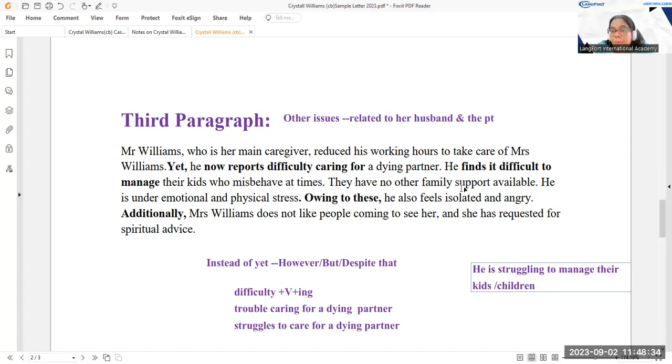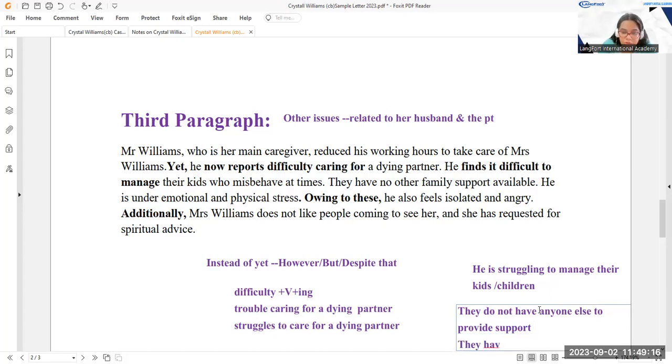Okay, then they have nobody else. They have no other family support available. Or I can say they do not have any other help. They do not have anybody else to help. They do not have anyone else to help, anyone else to provide support. If you want to be a bit elaborate, you can say that they do not have anyone else to provide support, or they have no other help.